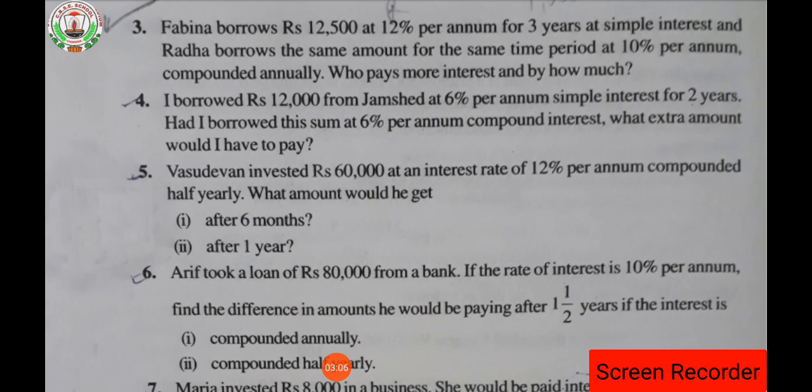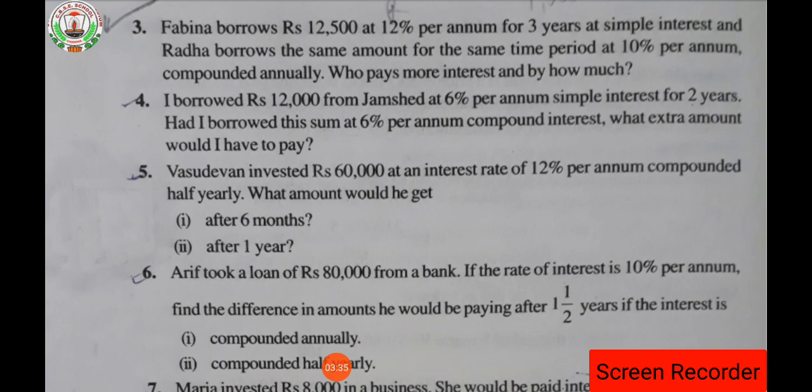So that particular interest rate is 6%, and for how many years? That is 2 years. So for that 6% rate and 2 years, where the principal is 12,000, we have to find the simple interest. Then the question says, had I borrowed this amount at 6% per annum compound interest, what extra amount would I have to pay?